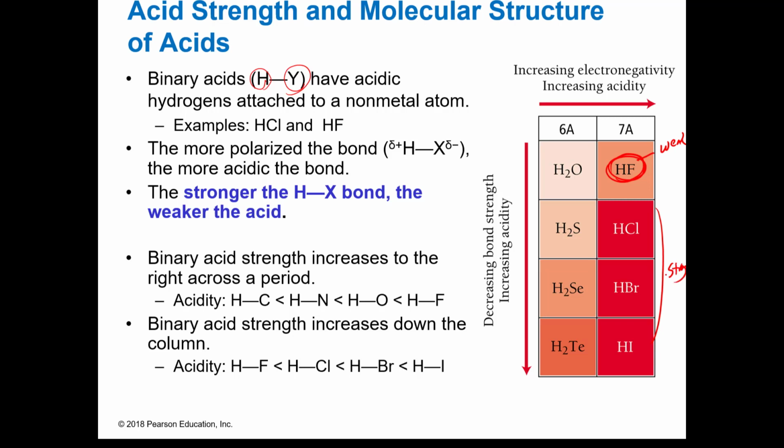So your acid strength increases as you go across the periodic table, left to right, and down the column, down the group. And that is it for the first part of acids and bases.